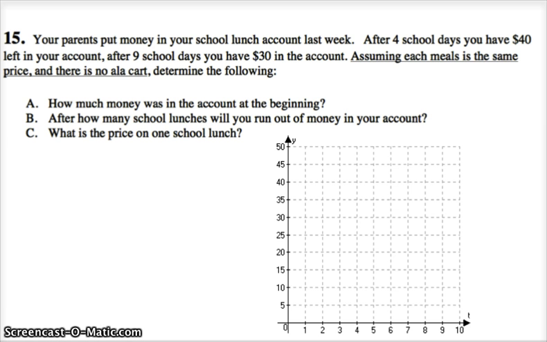How much money was in the account at the beginning? After how many school lunches will you run out of money? And what is the price of one school lunch?